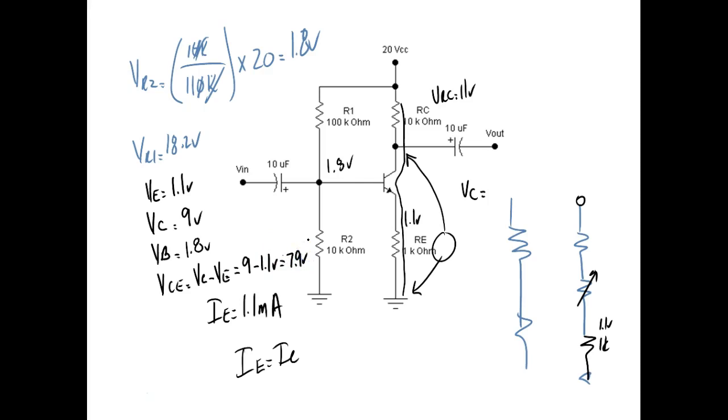So are we saturated? Are we cut off? Are we in the active region? Is VCE equal to 20 volts? No. Is it less than 1 volt? No. We are in the active region. So now we can use this thing as an amplifier.